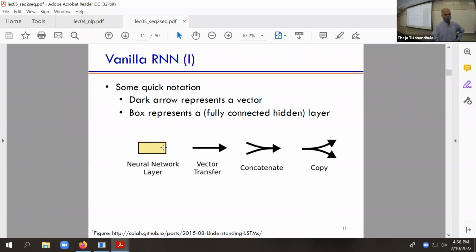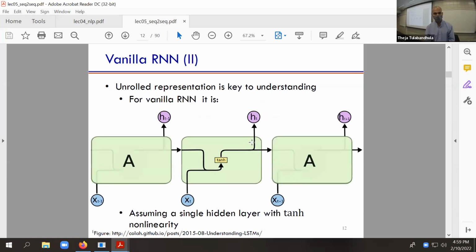So let's think. This is just a legend here. A neural network layer is going to be a green box, and all the arrows that you see are generally vectors, some vector being passed on to another location. If there's an arrow from a box to a box, it's a vector being output from one box and input to another. An arrow with two tails is concatenation, and an arrow with two arrowheads is a copy.